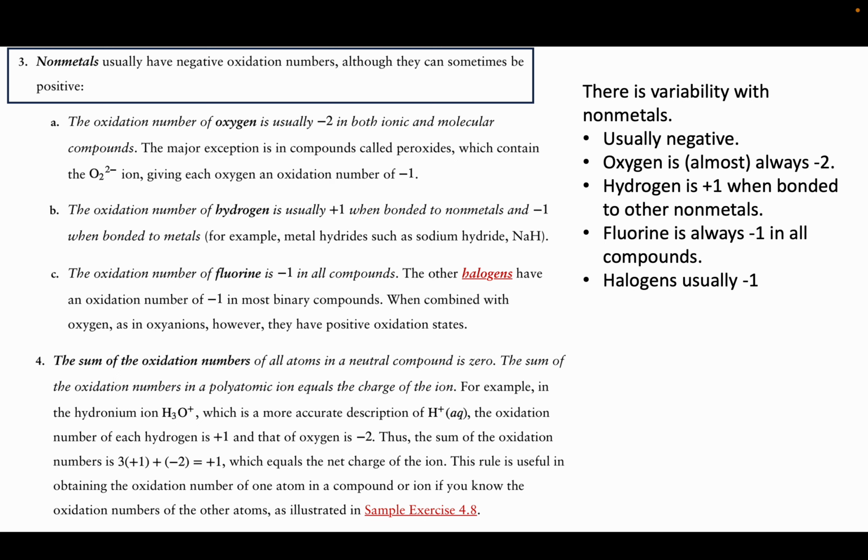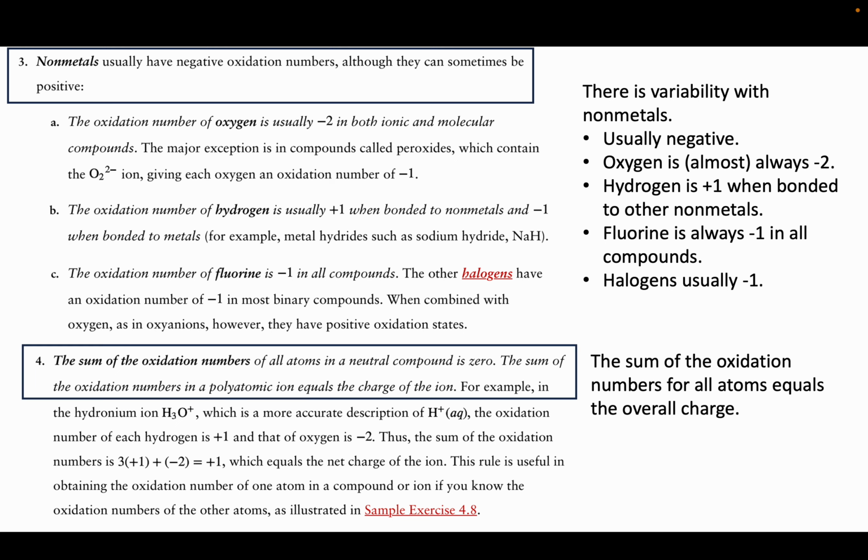Oxygen is going to almost always be -2. That's frequently a good starting point. Hydrogen is +1 when it's bonded to other nonmetals. Fluorine is always -1 in all compounds. That's great. We can always use that part. And halogens, usually -1. I see the language about "usually" within here.